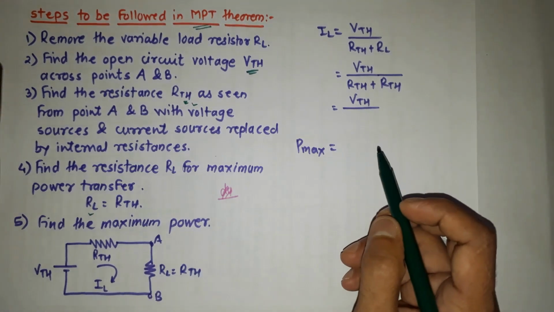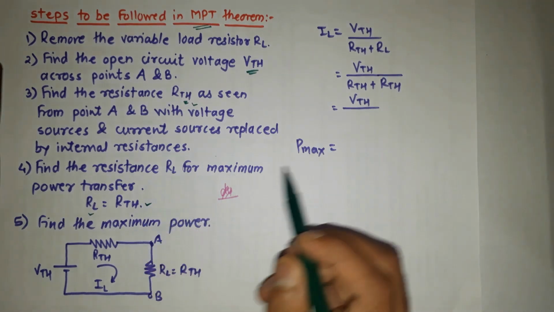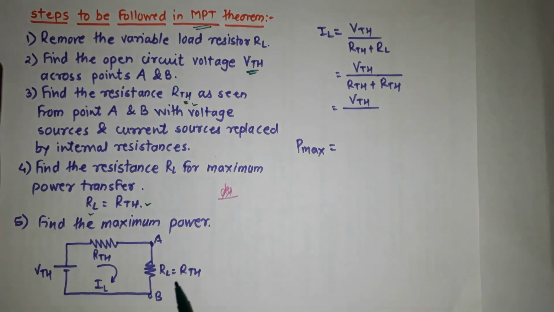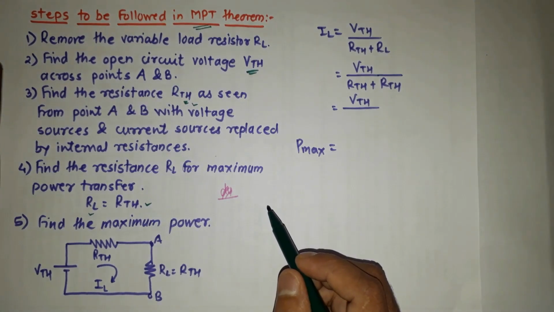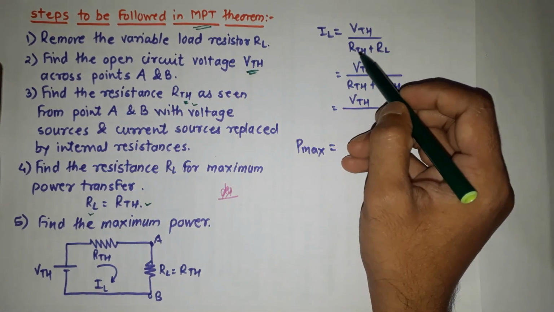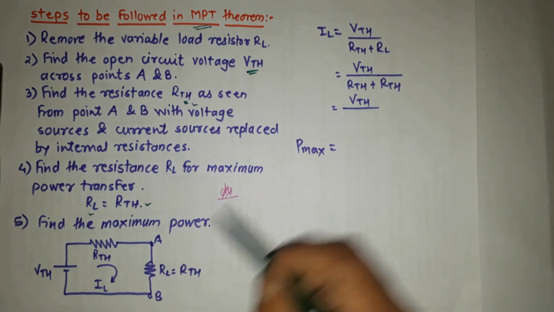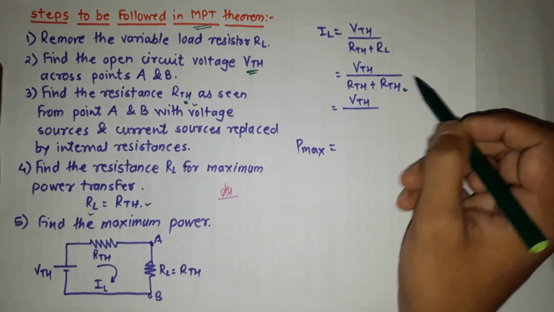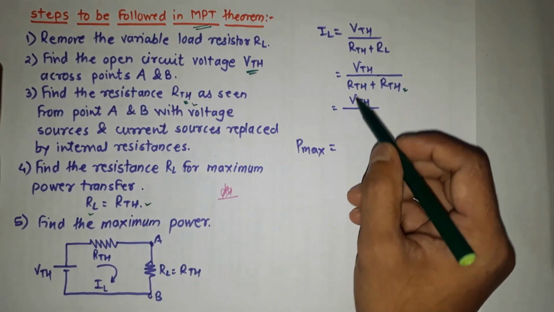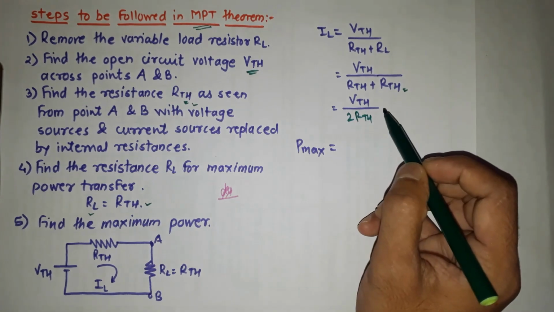We have seen the formula for RL equal to RTH, the condition for the maximum power transfer theorem. By using this, we are finding the value for Pmax. So see here, IL is equal to VTH upon RTH plus RL, as RTH and RL are in series. So RL is simply RTH, so VTH upon RTH plus RTH, so RTH plus RTH will be 2 RTH, so VTH upon 2 RTH.